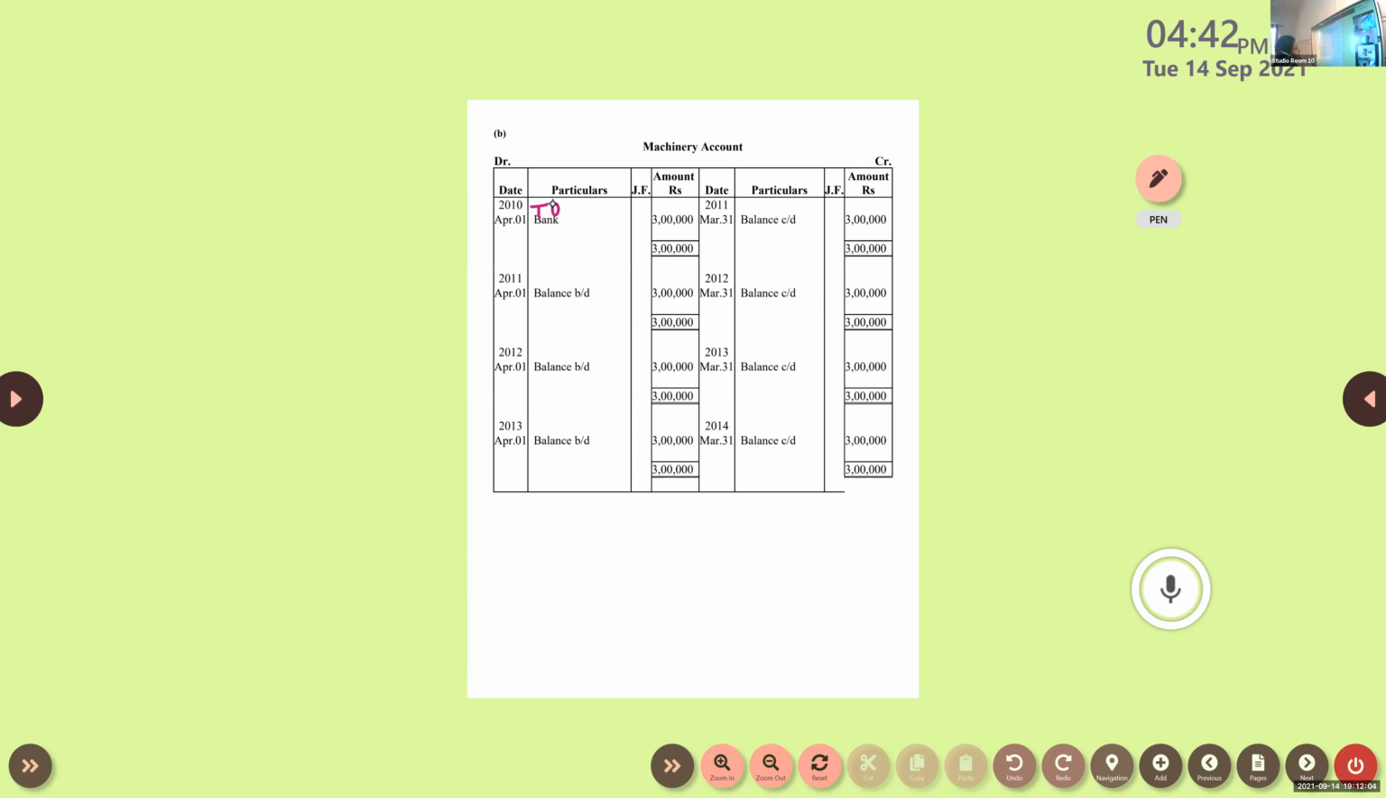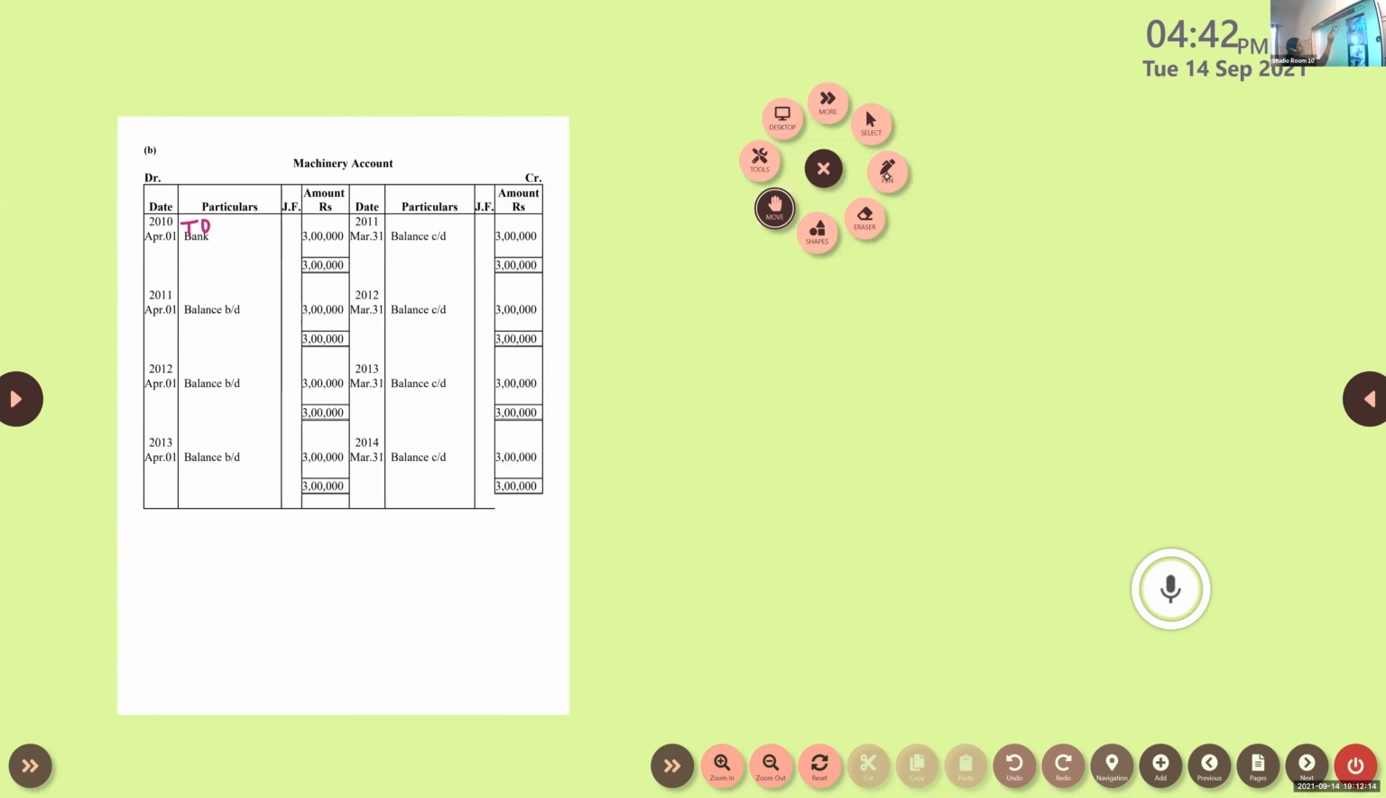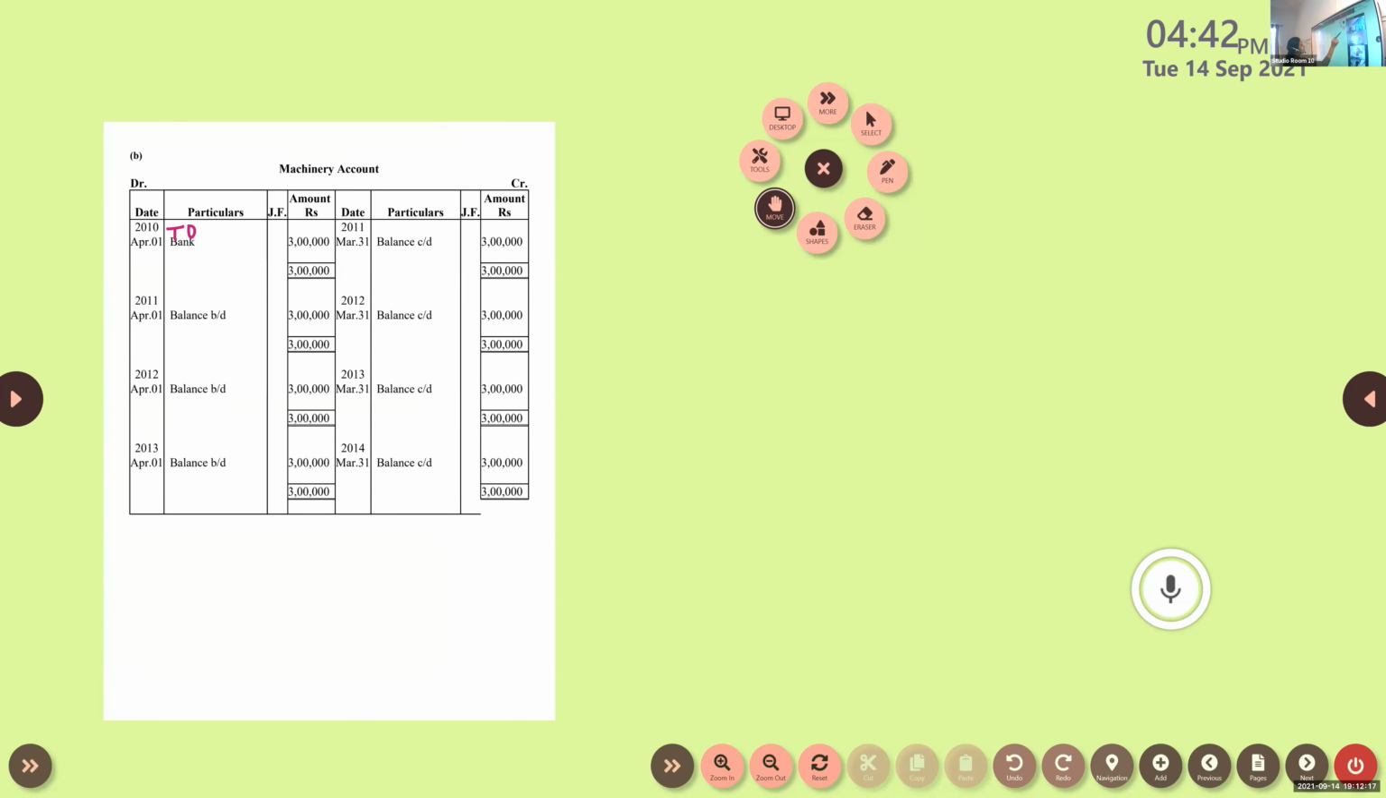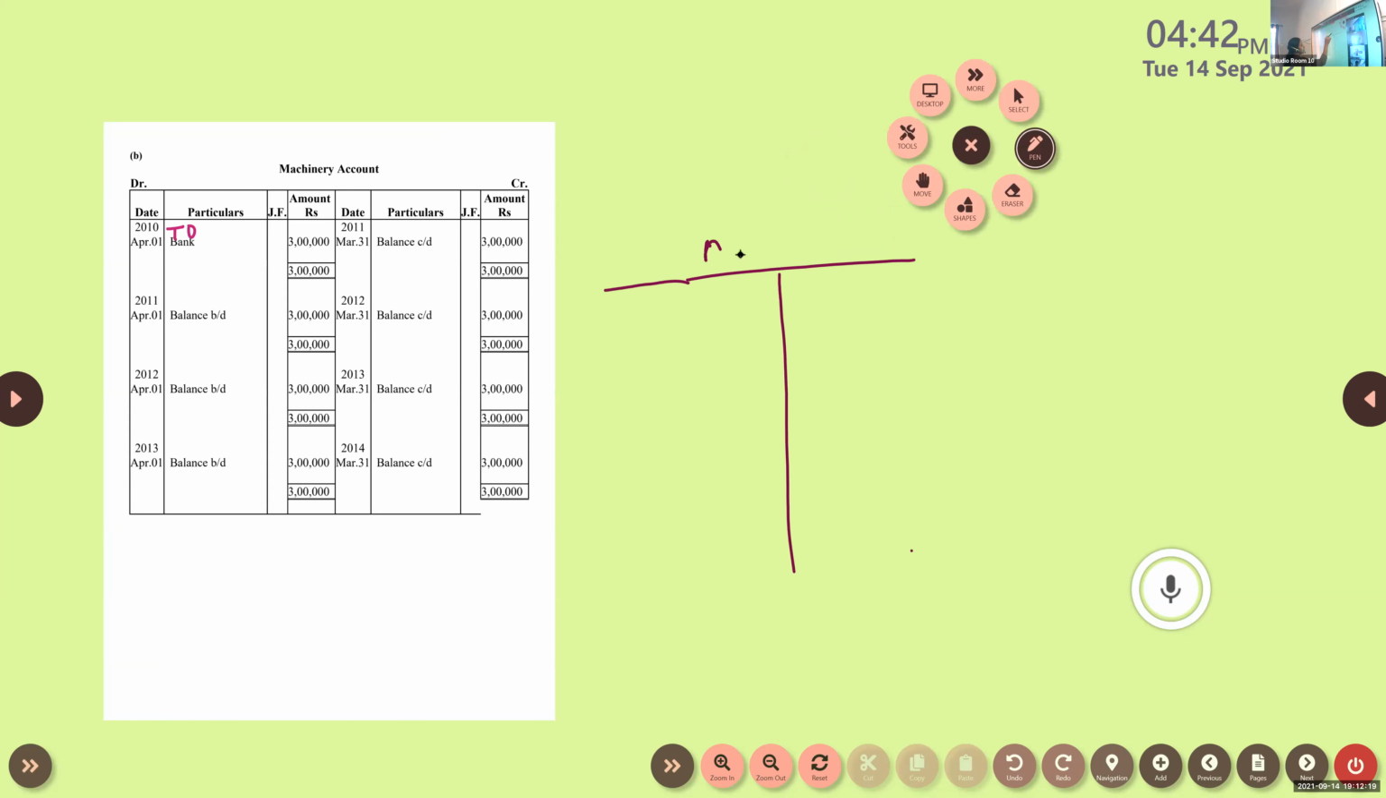Nothing is there on the credit side. Okay, I'll show you that. How is that balancing figure coming there? Listen, see, this is the T account. Machinery account this is. So debit side, credit side. Machinery account debtor to bank. What is this? Machinery purchased, 3 lakh rupees. Finish. We are not recording anything else.